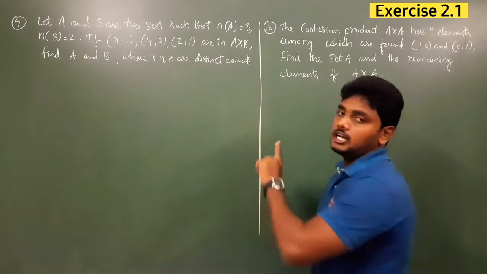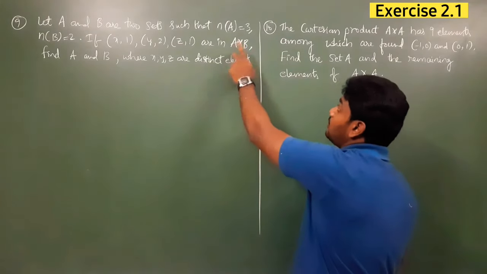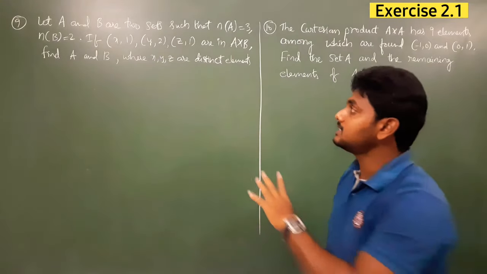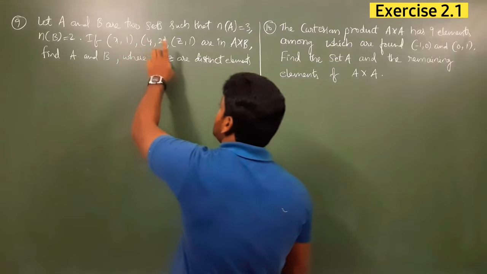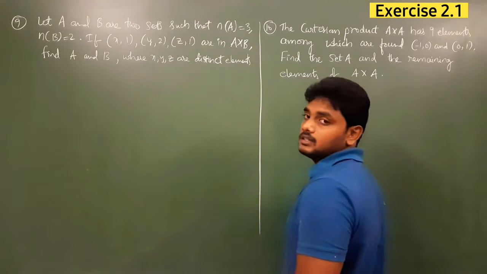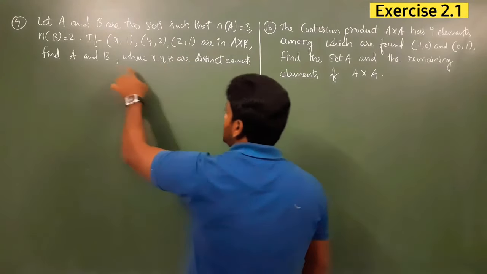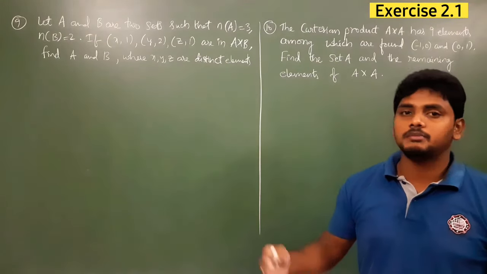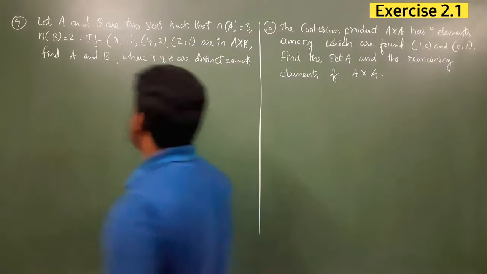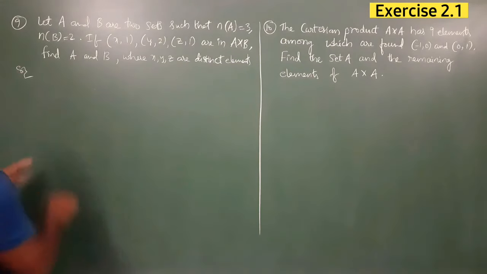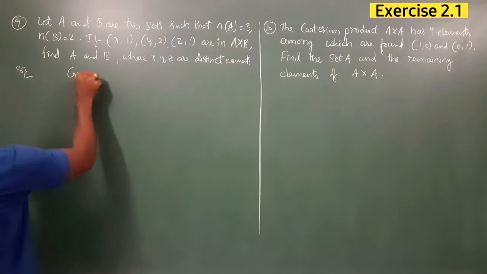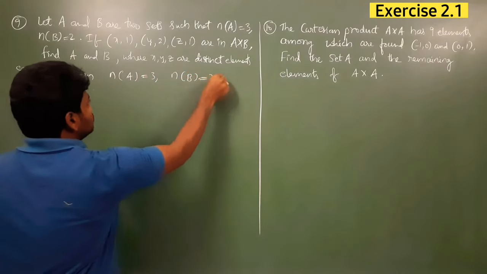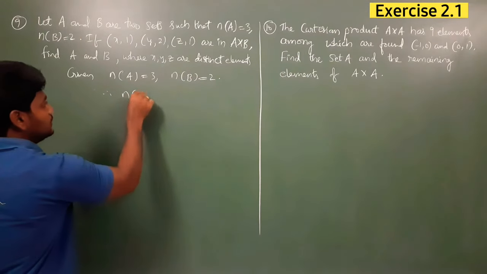But from the given data you tell me n of A cross B, 3 into 2 nothing but 6. But in that 6 they have given these 3, (x, 1), (y, 2) and (z, 1). Now by using that data find A and B where x, y, z are distinct elements. Distinct elements are nothing but different elements. Now see this. Given n of A is 3, n of B is 2. Therefore n of A cross B, how much?